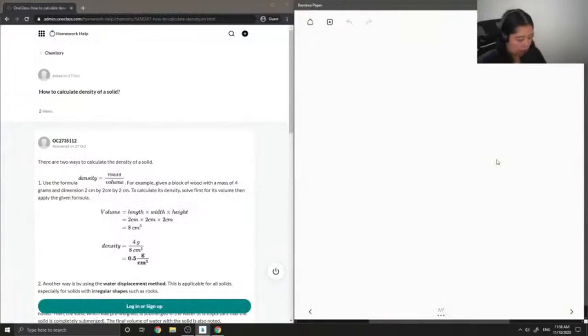Okay, so now let's move on to question number 7. How do you calculate the density of a solid? So, the formula for density is mass over volume.